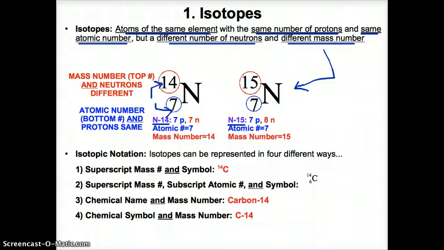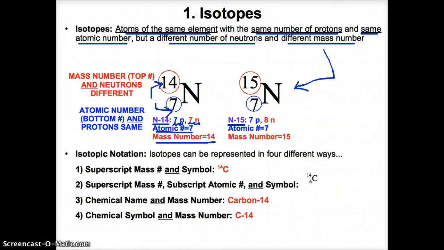So for N14, this bottom left number tells us that the atomic number of nitrogen 14 is 7. And this top left number tells us that the mass number of nitrogen 14 is 14. We also know that this atomic number of 7 tells us the number of protons in N14. Since the atomic number is 7, in N14 there are 7 protons. To find the number of neutrons in N14, we just do the mass number 14 minus the atomic number of 7, giving us 7 neutrons in N14.